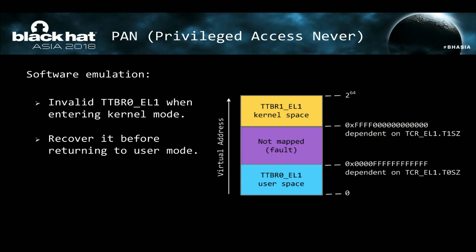To protect old devices, privileged access never emulation is also implemented in the Android kernel. On ARM version 8, the TTBR0_EL1 register saves the base of the translation table for user space. When the CPU switches to kernel mode, this register will be invalid. If gadgets access user memory, the kernel will crash. Before the CPU switches to user mode, or the kernel needs to access user memory, this register will be recovered.